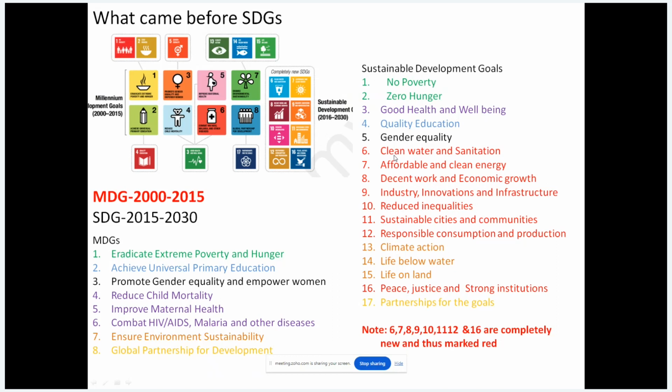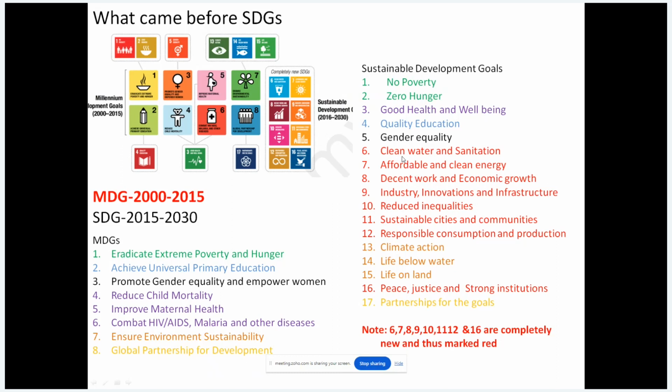And there are about 8 SDGs: 6, 7, 8, 9, 10, 11, 12, and 16. So these are all together new. These were not part of the MDGs earlier. So from here we can see the linkages. These are all 8 MDGs, and these are sustainable development goals. 3, 6, 8, 9 are connected with the MDGs, but the 8 SDGs are completely new.